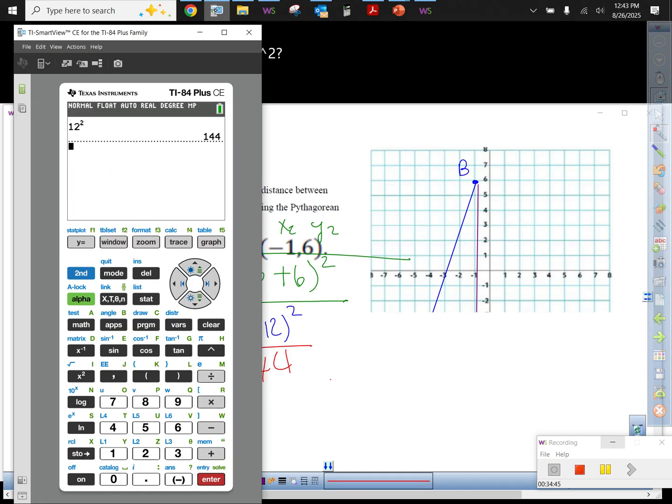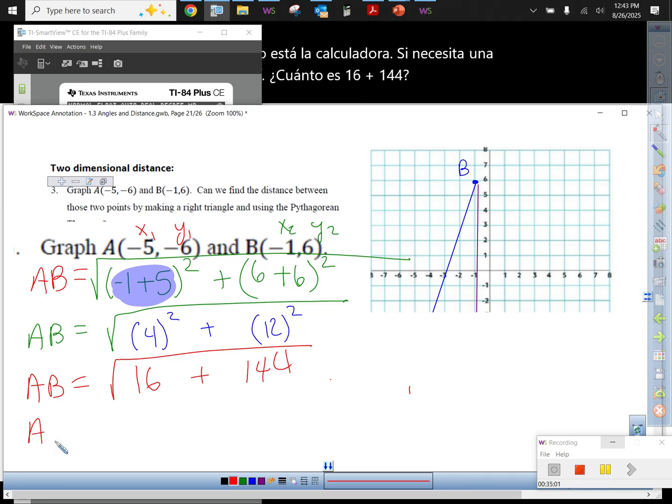I need to take 16 plus 144, and being quite honest with you, that's where I use the calculator the most, is to add stuff together. You know, that's what the calculator's for. If you need a calculator, there's more back there. How much is 16 plus 144? 160. The wrong answer to this question is people think the distance from A to B is 160. It is not 160. I forgot something.